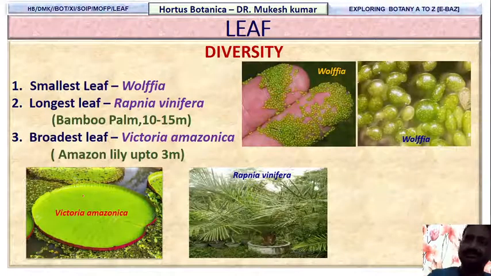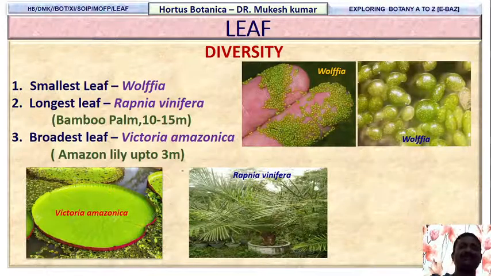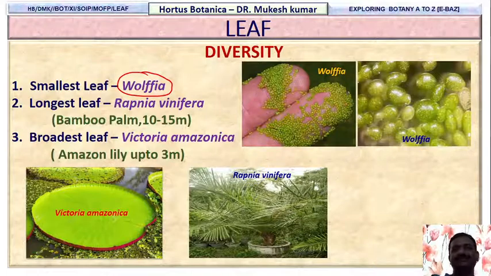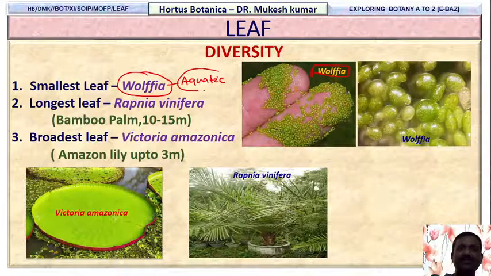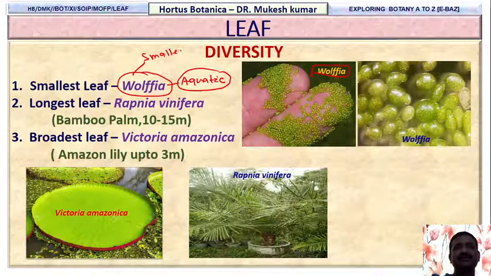Now let's see the diversity of leaf, very interesting. See my child, see what is there. We have the smallest leaf, and that is Wolffia microscopica. Let's see my child. This is an aquatic plant. Mind well, this is an aquatic plant, and you find they are found in water, and they are the smallest plant.